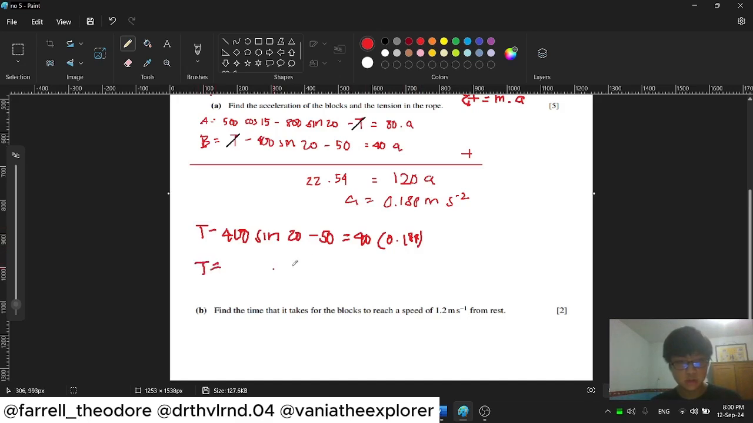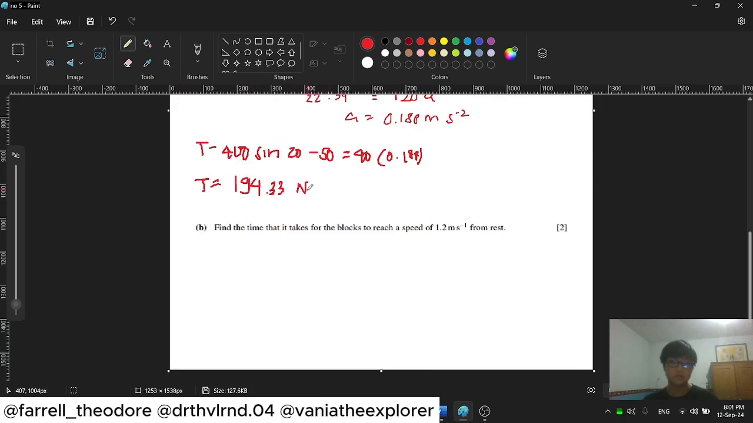So T will be equal to, we just add everything up, which brings us to 194.33 newtons. And that is for 5A. Next is 5B. Find the time that it takes for the blocks to reach a speed of 1.2 meters per second from rest. So we will be using a SUVAT equation.